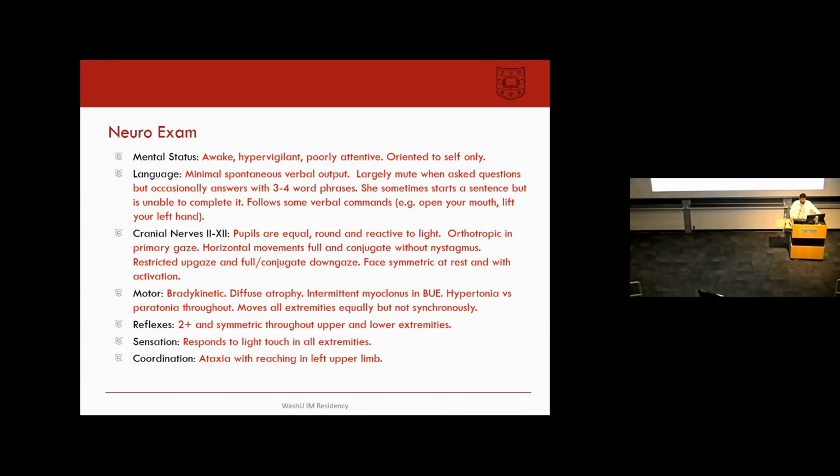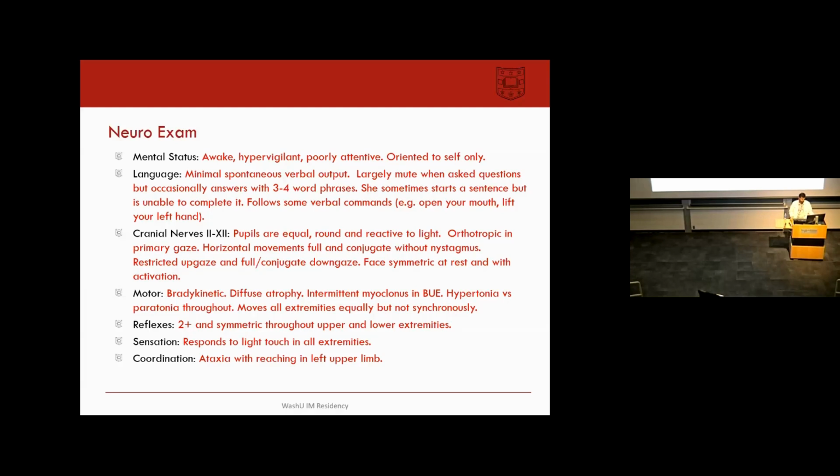So in terms of mental status, she was hypervigilant and she was poorly attentive. Like I said before, oriented to only herself. In terms of language, she was mute for the most part, but sometimes she'd answer with some really short phrases, and sometimes she'd follow some simple verbal commands, but not much. Cranial nerve exam, really not too much there in terms of her pupil exam. No nystagmus, there was some restricted upgaze, but really not too much there.